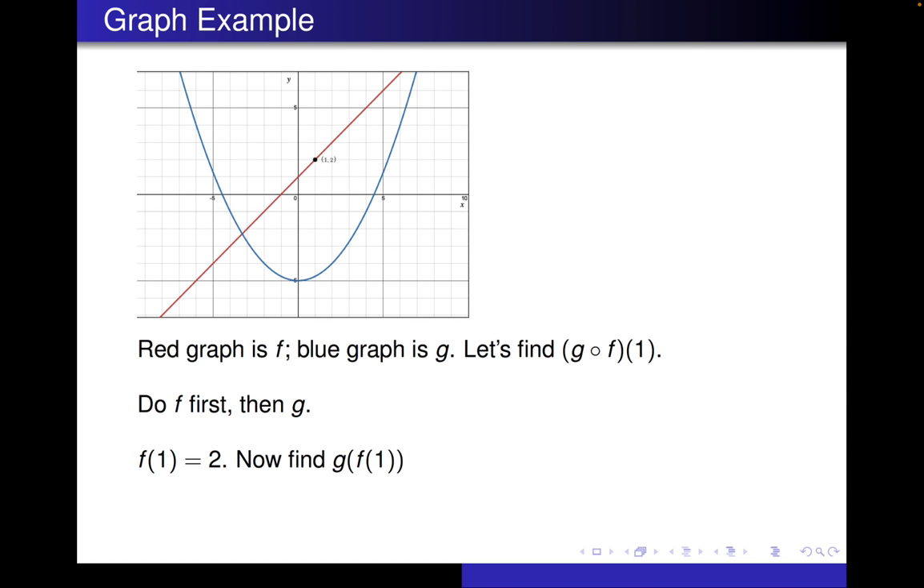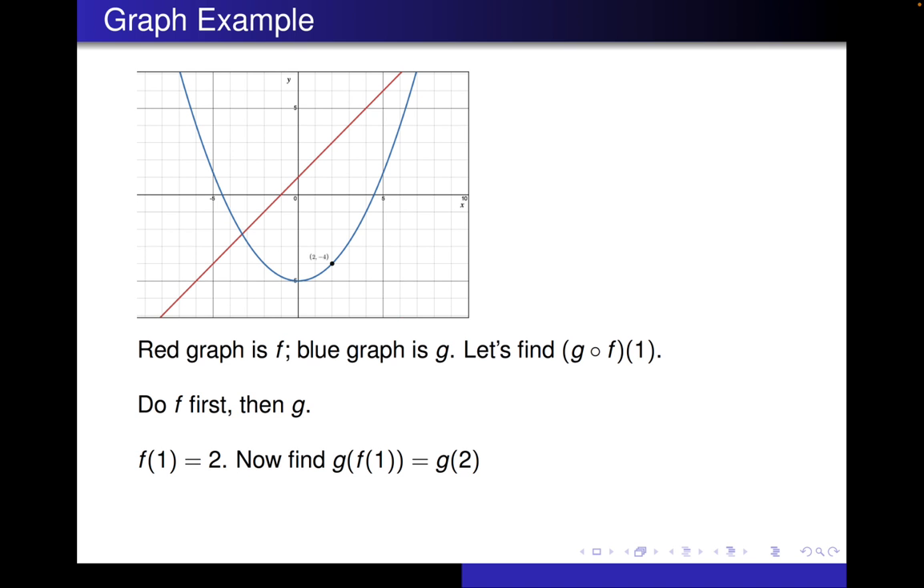So now if we want to find g circle f of 1, we want to find g of f of 1, which again, we just found f of 1 is equal to 2, so that means we want to find g of 2. In this case, we want to figure out what x equals 2 gives us for g. G is our blue one. And then figure out what the y coordinate of that is.